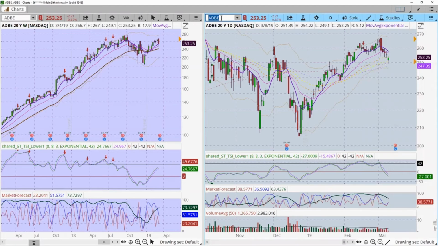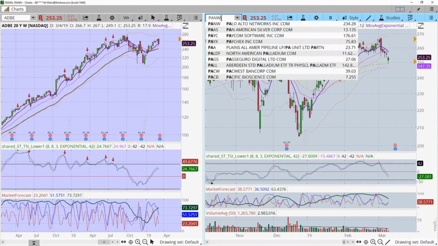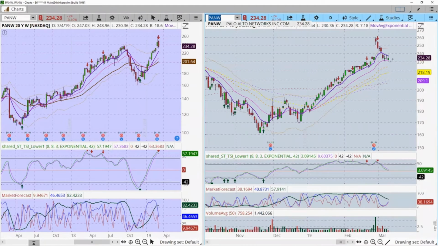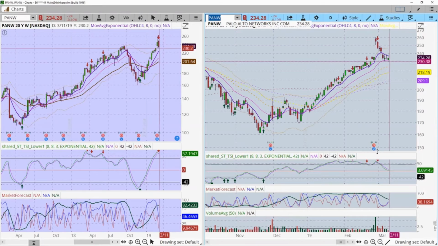Second potential for you is our old buddy Palo Alto Networks. I like Palo Alto Networks because, one, earnings is behind us. It is finding support at the breakout level of 230. And going into next week, which is the monthly option expiration, tends to have a little bit of a bullish bias.